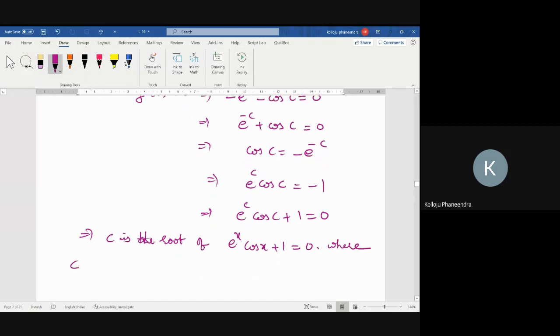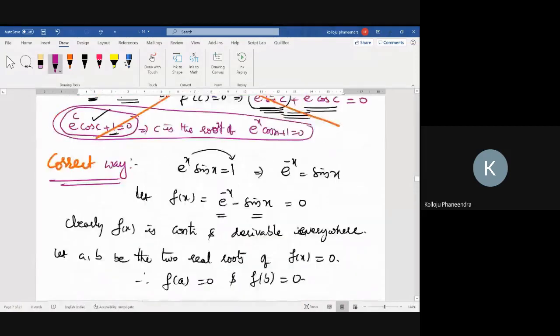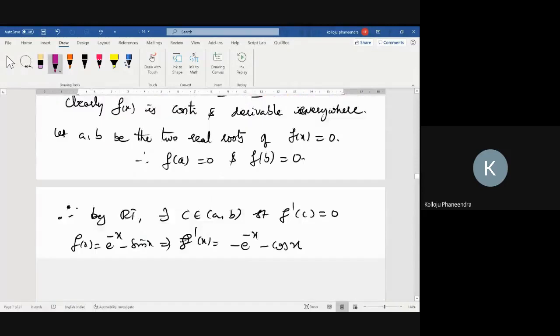where c lies between the roots a and b, right? Now what is our answer? Question is: for the given function, prove that between any two real roots a and b there exists a root c of the equation e power x into cos x plus 1 equal to 0. Right? Okay, this is one problem. These are the problems based on Rolle's theorem.